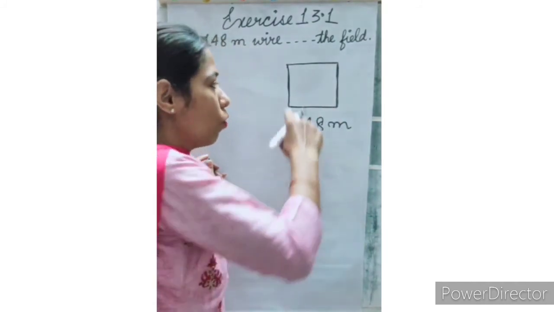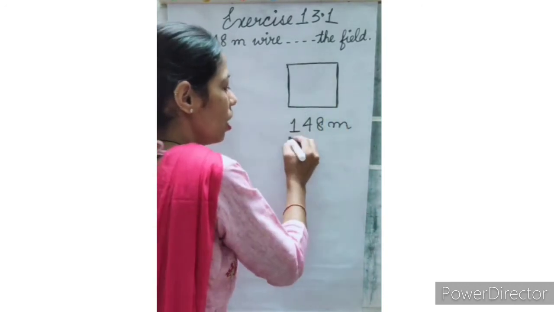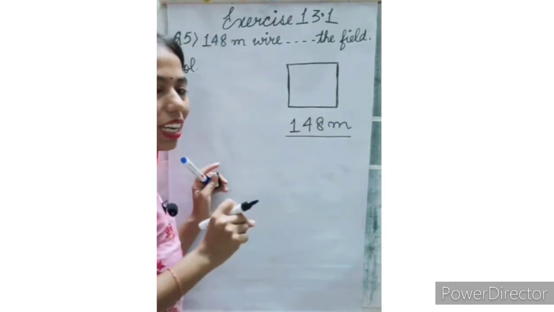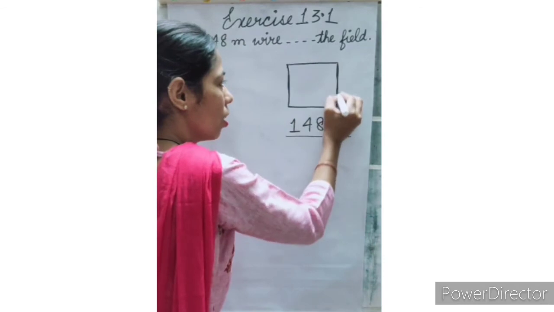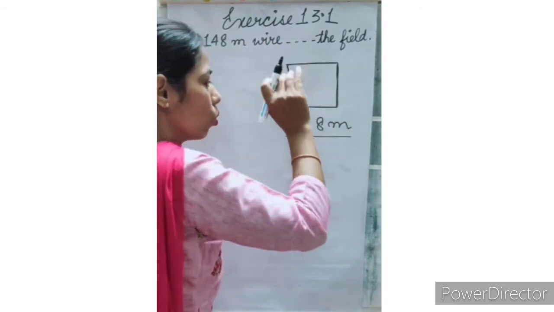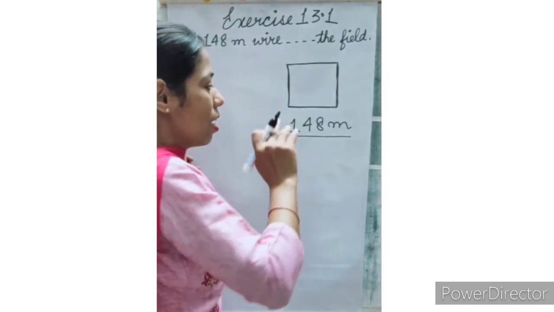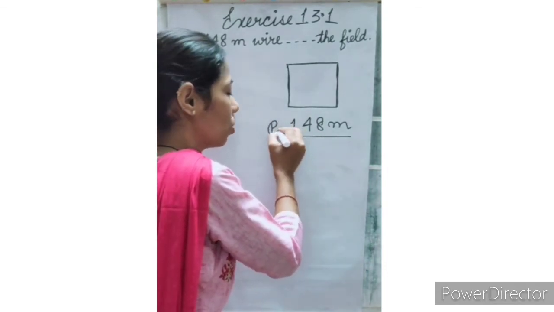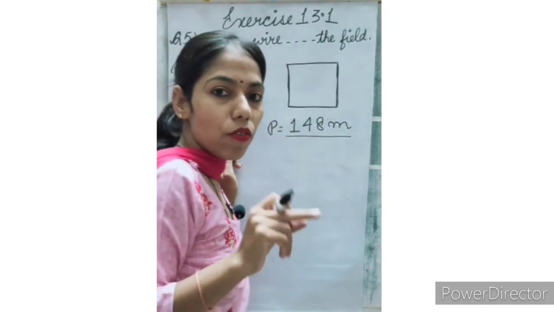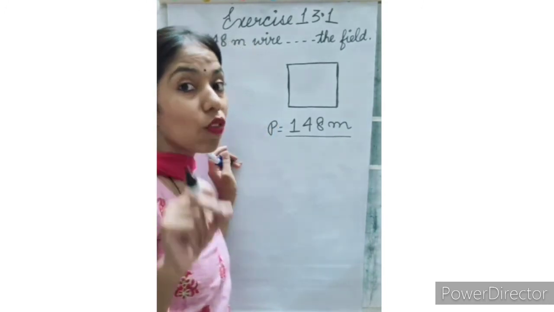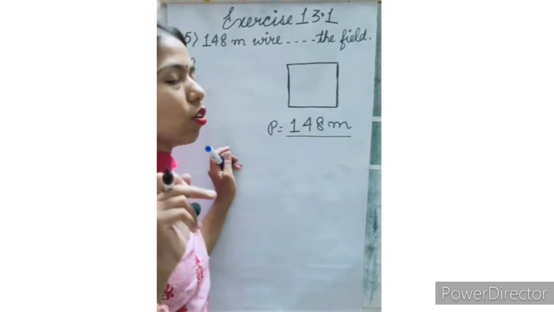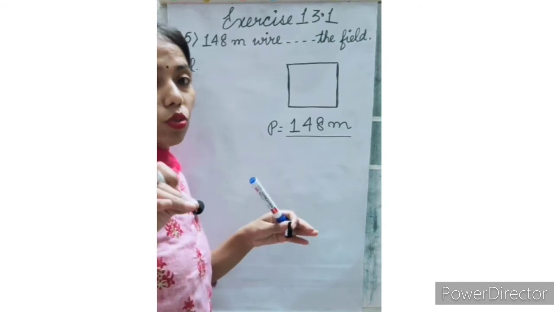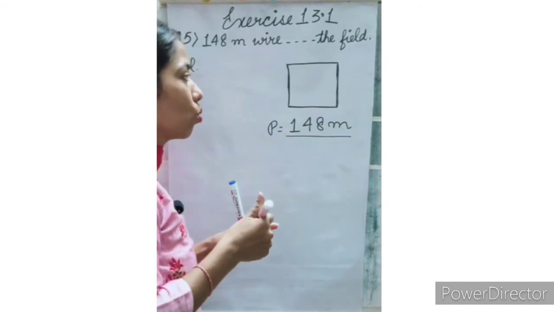So wire required for fencing this field is equals to 148 meter. As the total length of fence is 148 meter, it means it is the perimeter of this square field. Find one side of the field. Now we have to find out the one side of the field. We have to do the same which we did in previous question.